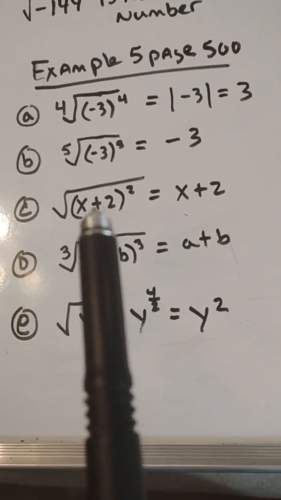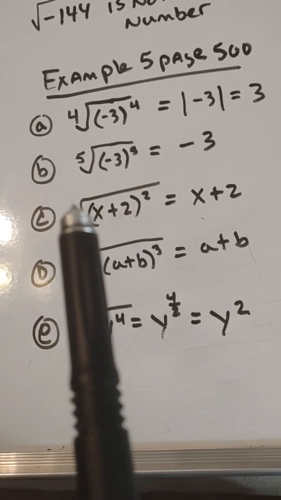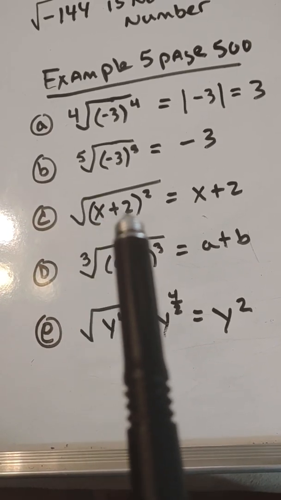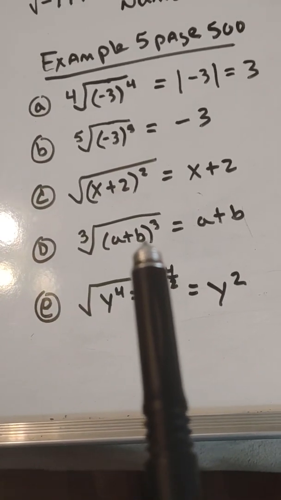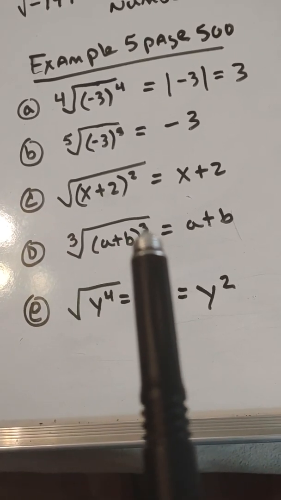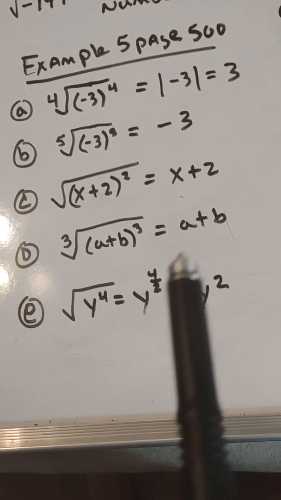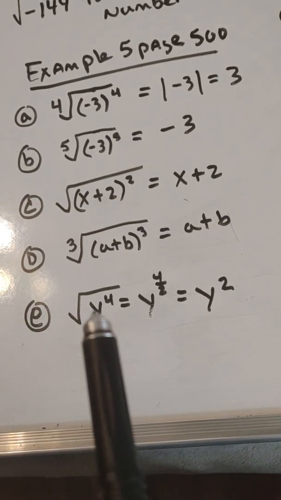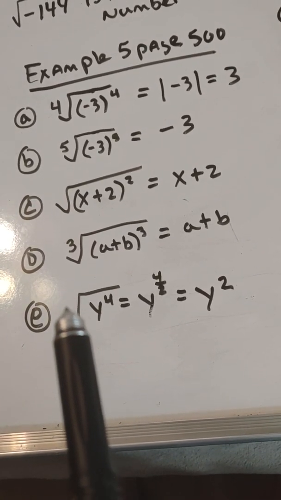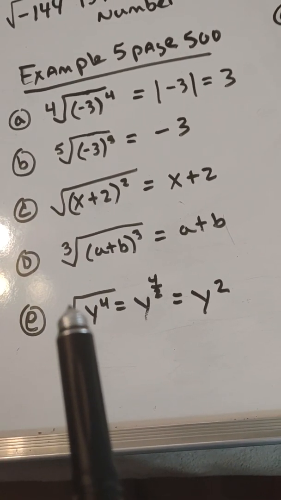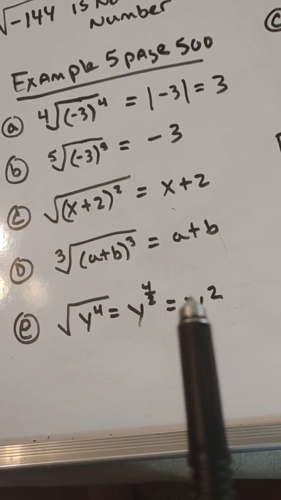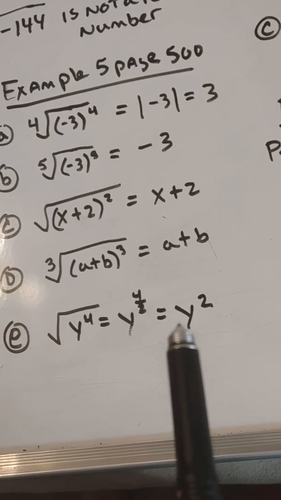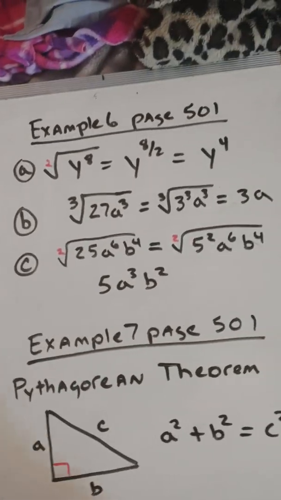If we have the square root of x plus 2 squared, the little 2 here divides into here and gives us just x plus 1. If we have cube root of a plus b cubed, this 3 divides into this 3 and gives us 1, a plus b. Here we have square root of y to the 4th. So what happens is there's a little imaginary 2 out here. So the 2 goes on the bottom of the fraction, 4 goes on the top, 4 over 2 gives us y squared.